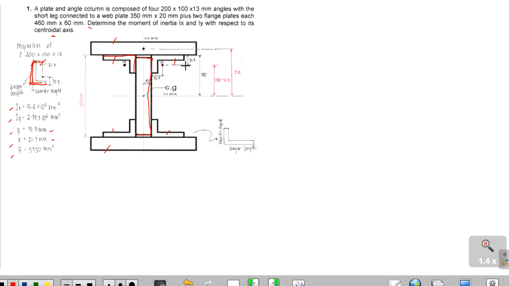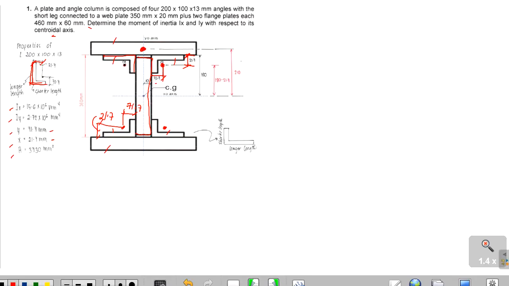So your 21.7 is this distance. That is the x distance. And this distance from the centroid, okay, is 71.7. So we have here the centroid of the angle. Okay, so this is 71.7 and this distance is 21.7.